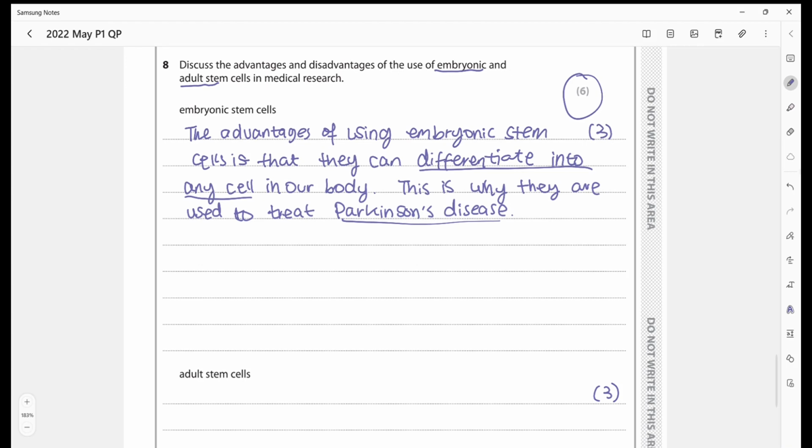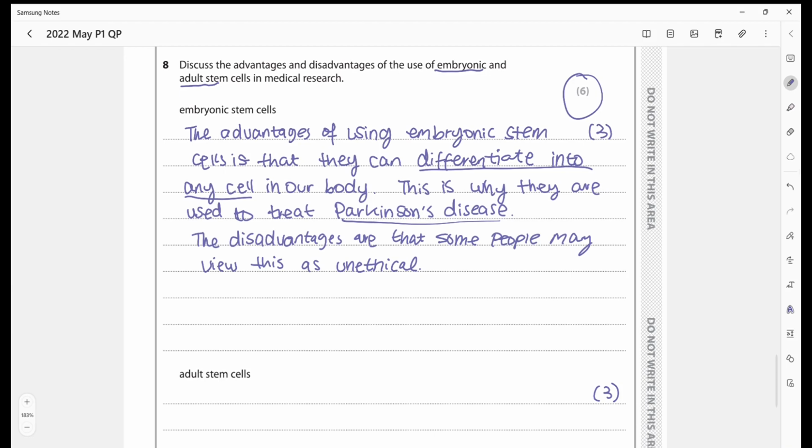So let's write that as one of the disadvantages. Are that some may view this as unethical.